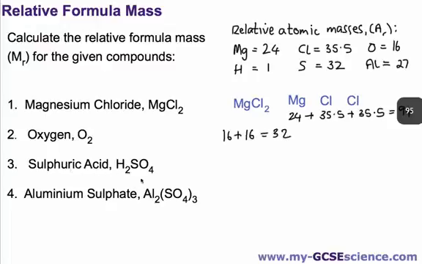For sulfuric acid, H2SO4, that would be 1 plus 1 plus S is 32, plus 4 oxygens, so we can just in brackets say 4 times 16, and the answer to that would be, that's 32, 64, 96, 97, 98.